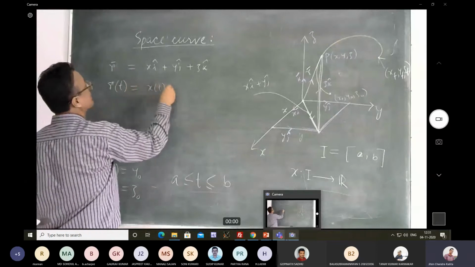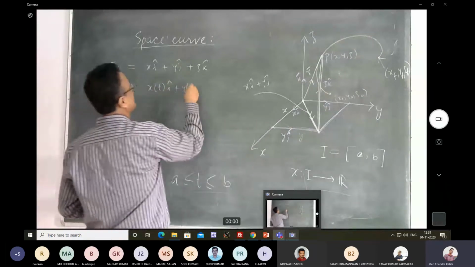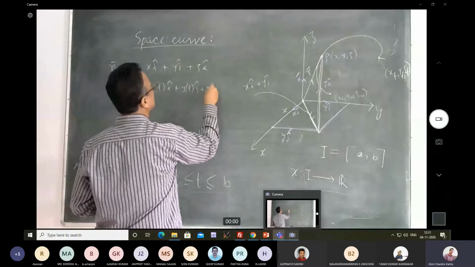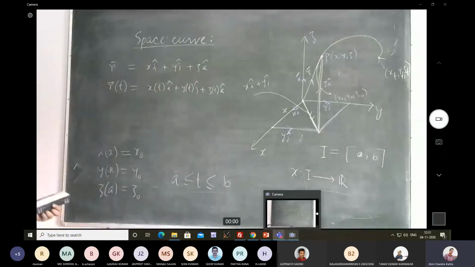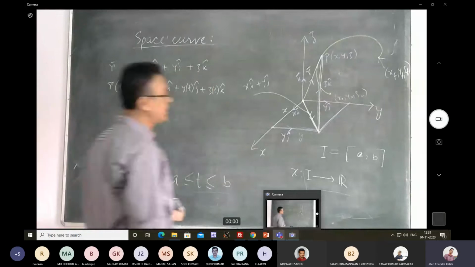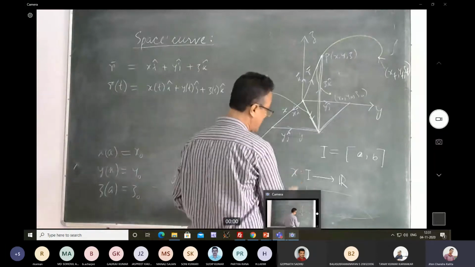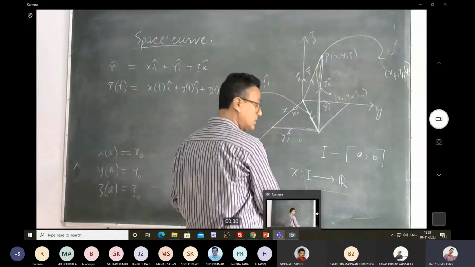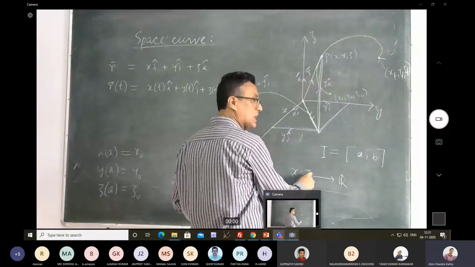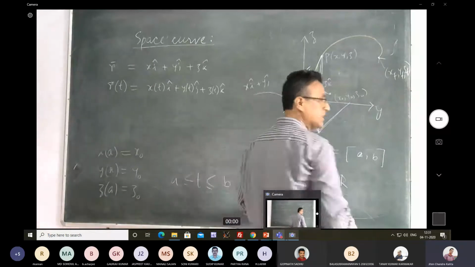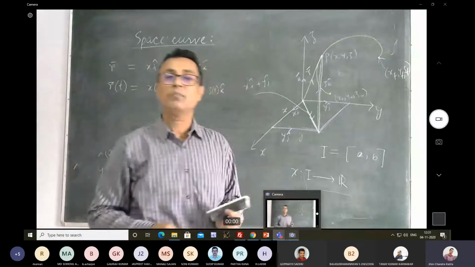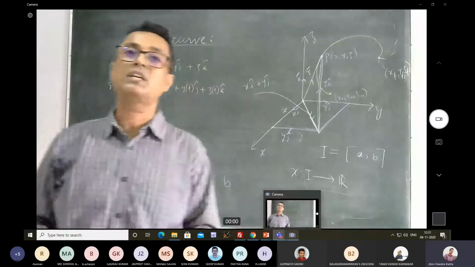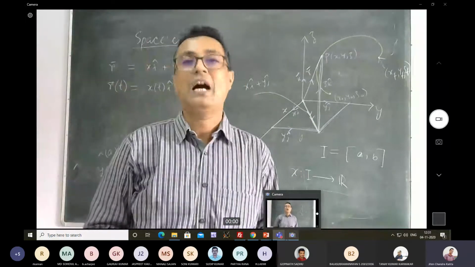So this is simply x i, y t j, z t k. Of course, here I am also assuming that x, y, z are not only continuous functions of t, but that their first order derivatives with respect to t are also continuous on I.